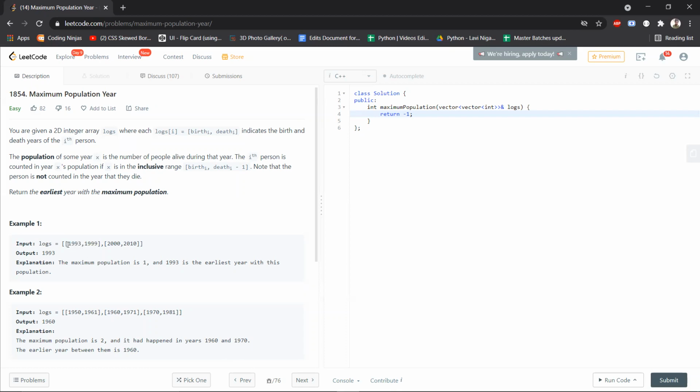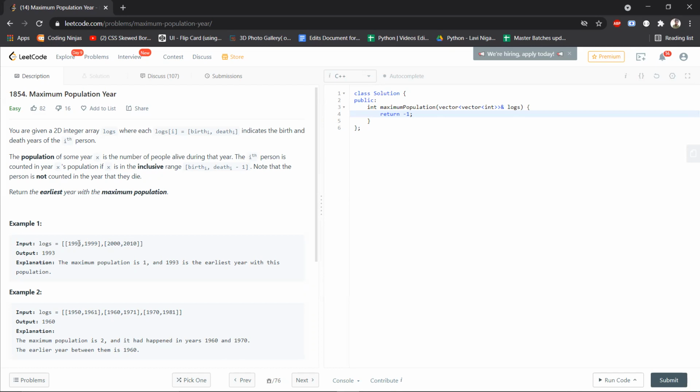We can see that in example one, the first person was born in 1993 and died in 1999. Another person was born in 2000 and he died in 2010. What we have to do is find out the population of each year. Each year would include every year from 1993 to 2010. And we have to find the year with the maximum population. Obviously, there can be more than 1 year with the maximum population, so you will return the earliest year which has that maximum population.